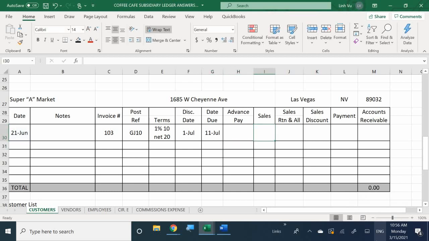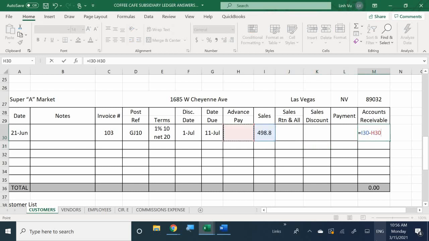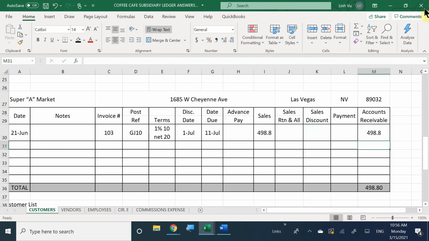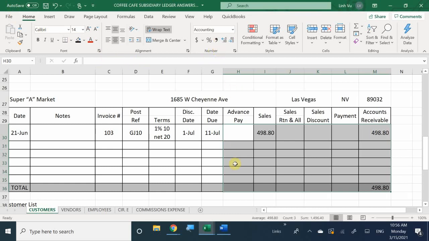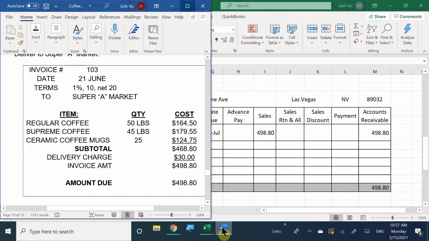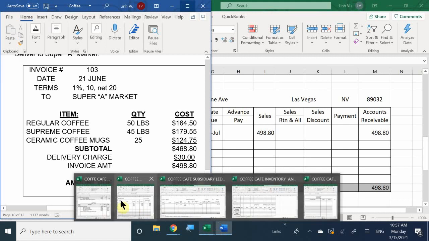All right. Sales. What was the sales amount for? 498.80. No advance payments, no returns or allowances, no discounts, and no payment. So they owe us $498.80. Okay, there you go. What's next?